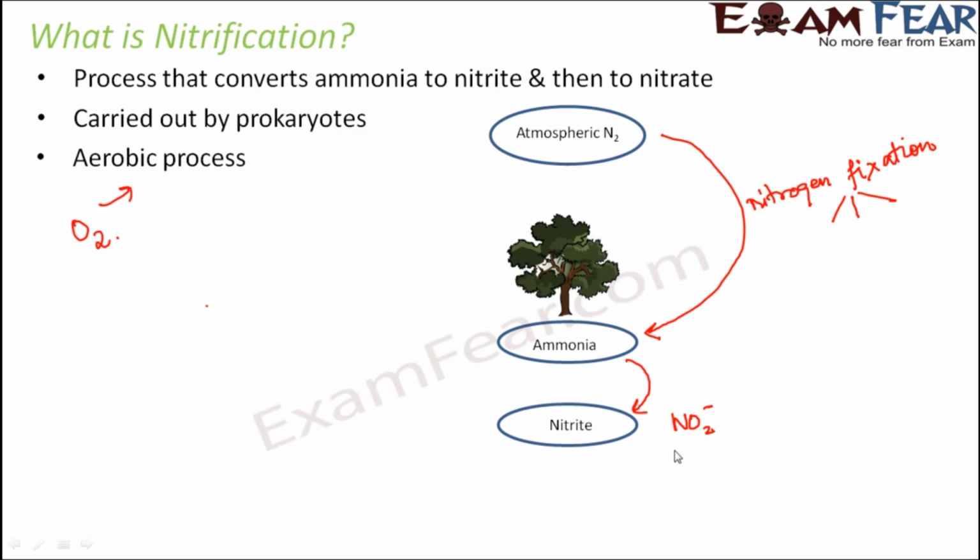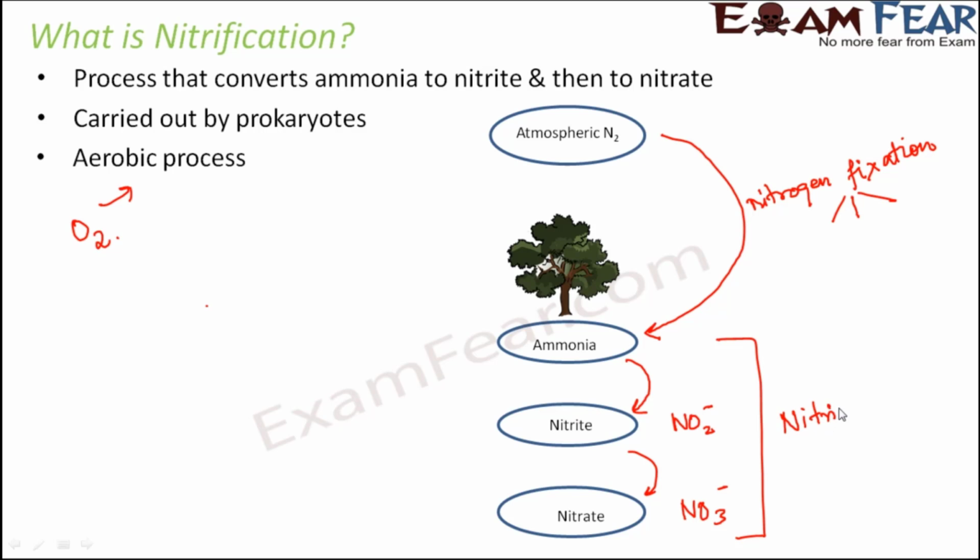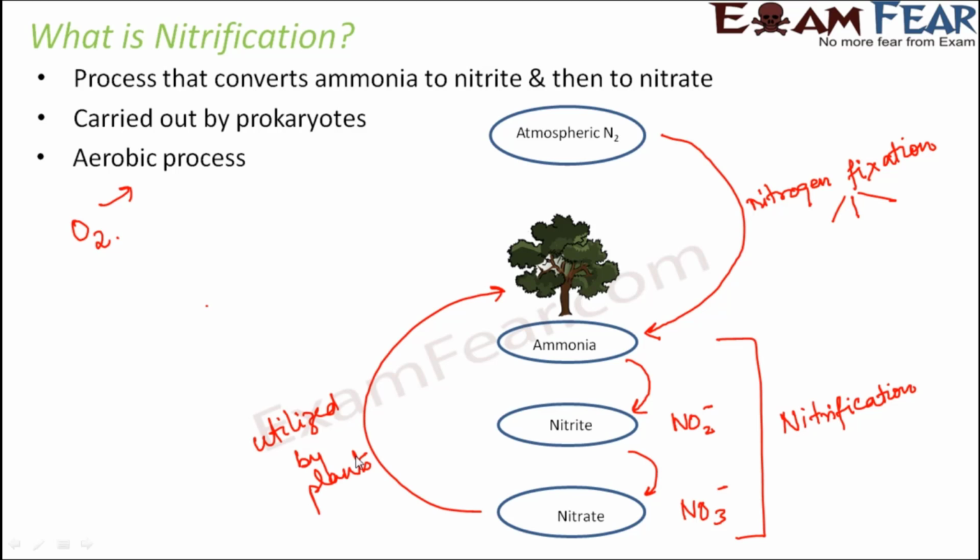So what are nitrites? NO2-, these are nitrites, and these nitrites in turn get converted into nitrates, that is NO3-. This entire process where ammonia is converted to nitrites and then to nitrates is our nitrification. So nitrification is a two-step process: in the first step ammonia gets converted to nitrite, and in the second step nitrite gets converted into nitrate. This nitrate can then be utilized by the plants because it is now in the usable form. So one portion of the entire cycle is done.